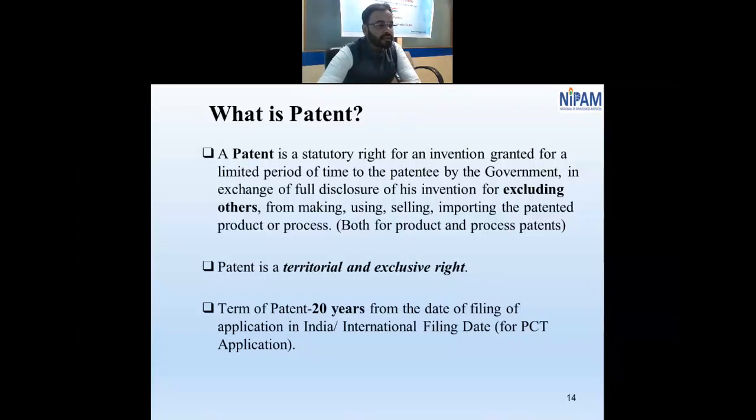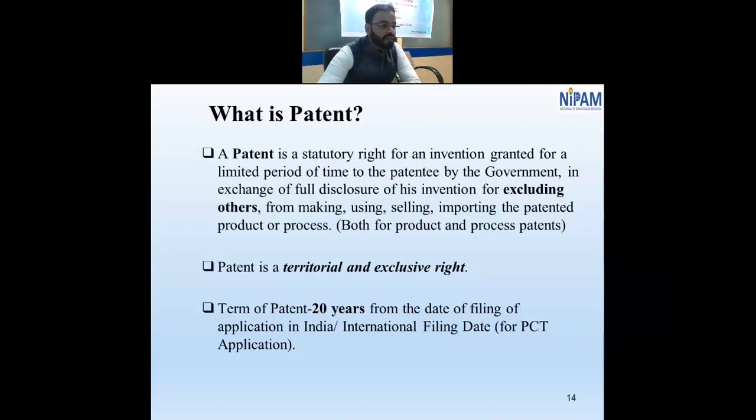Once you get this patent certificate or patent right, you will be entitled to make, use, sell, import your patented product within the territorial jurisdiction of the country in which you have filed the application. So patent is a territorial and exclusive right. There is no concept of global patents.